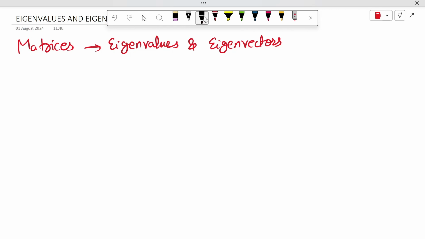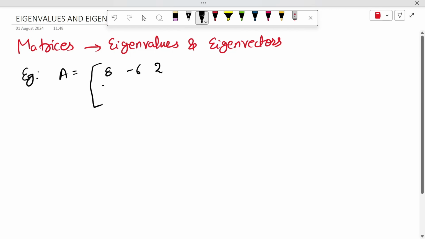So first of all, I will start with an example. For example, if you are given a question where a matrix is given, that is 8 minus 6 2, minus 6 7 minus 4, 2 minus 4 3. So this matrix you are given and you are asked to find the eigenvalues and eigenvectors of this given matrix. So how will we proceed further? I will tell you how to solve in just 3 steps.